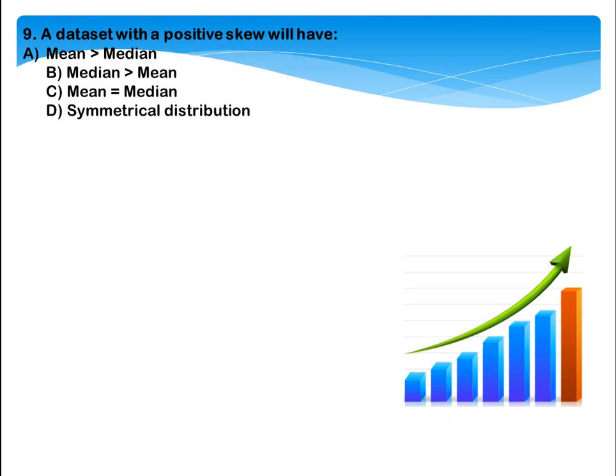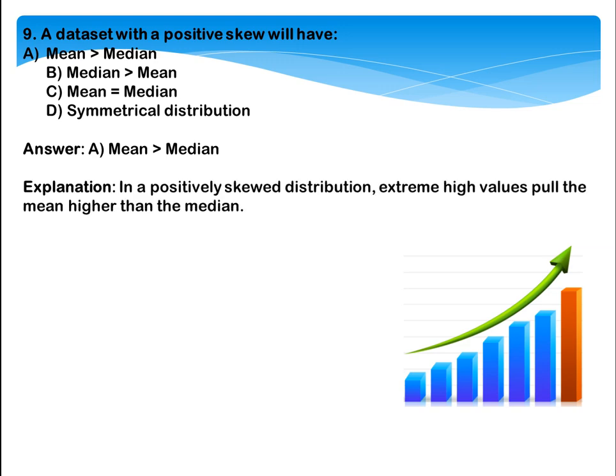9. A dataset with a positive skew will have A. Mean > median. B. Median > mean. C. Mean equals median. D. Symmetrical distribution. Answer A. Mean > median. Explanation. In a positively skewed distribution, extreme high values pull the mean higher than the median.